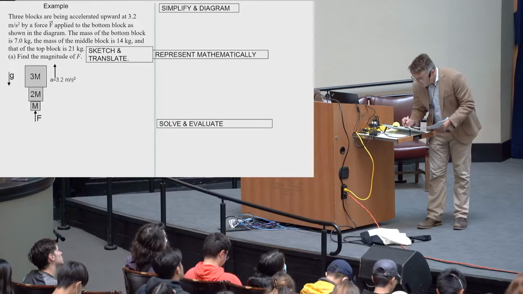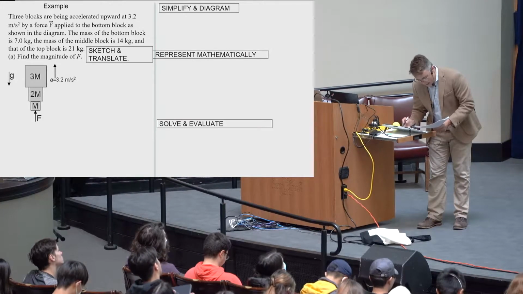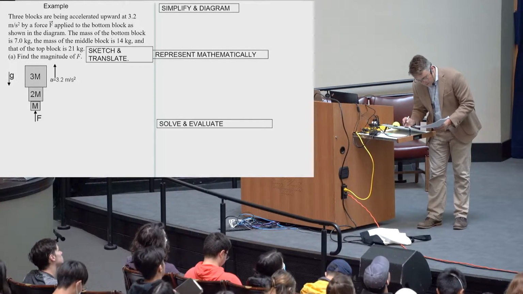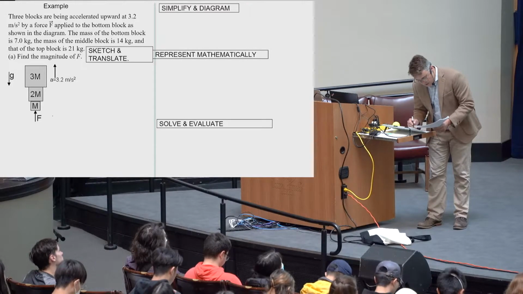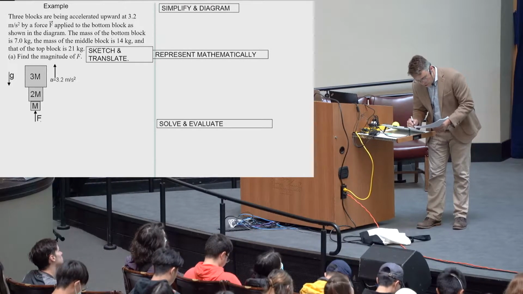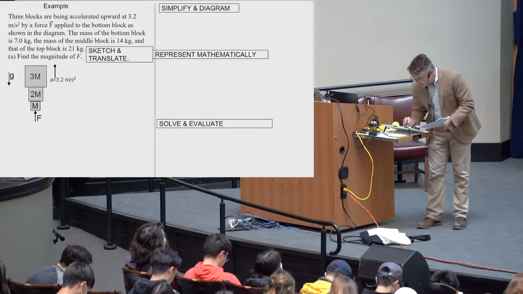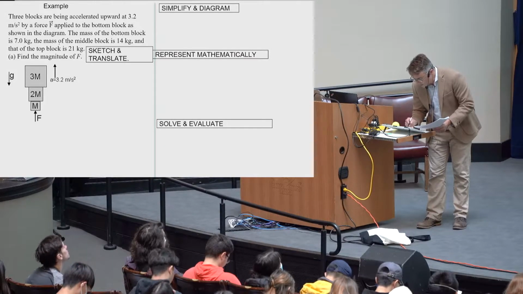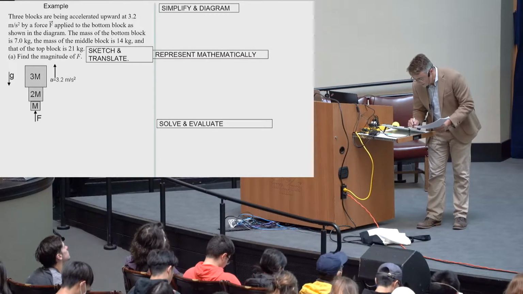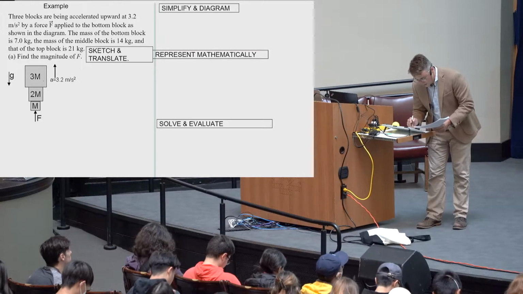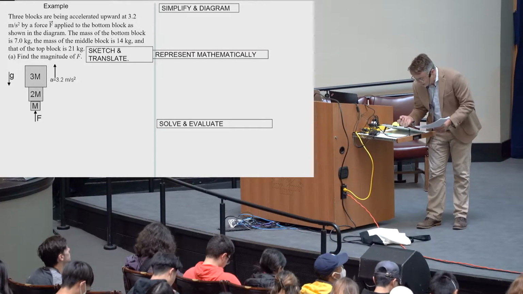3 blocks are being accelerated upwards at 3.2 meters per second squared by a force, F, applied to the bottom block as shown in the diagram. This is not a force diagram, it's just a sketch of the situation. The mass of the bottom block is 7 kilograms, the middle block is 14 kilograms, and the top block is 21 kilograms. So I guess M here is 7, and it's 2 times 7 and 3 times 7. It asks to find the magnitude of F, and it gives you the acceleration, 3.2.